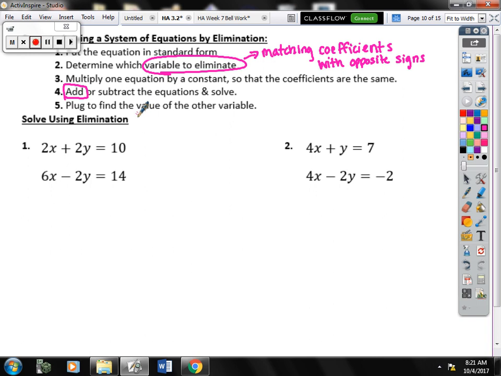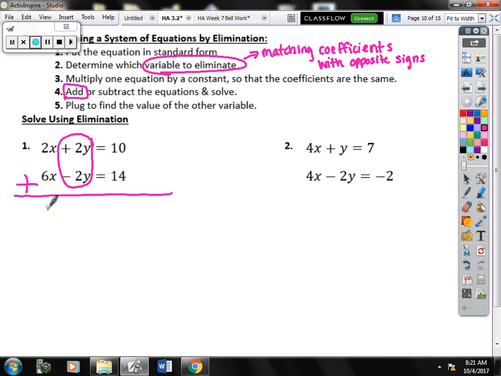So looking at number 1, we can compare our coefficients. We have 2x and 6x. Those aren't the same. We have 2y and negative or minus 2y. So these ones are matching coefficients with opposite signs. So I am going to eliminate the y variable. I don't even have to multiply. Sometimes we'll have to multiply to get them to match. These already match. So when they're different signs, you are going to add the two equations just downward. So put kind of a big addition bar underneath.